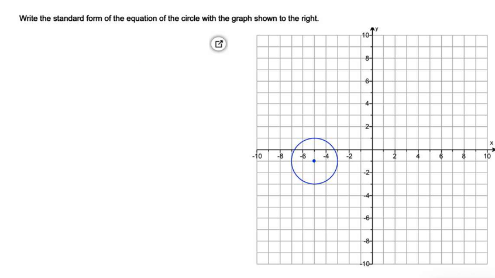This problem asks us to write the standard form of the equation of the circle with the graph that's shown. Now, again, we need our general formula, x minus h quantity squared plus y minus k quantity squared equals r squared. To write an equation for a circle, we need the center, okay? The center is negative 5, negative 1. And the radius is 2.